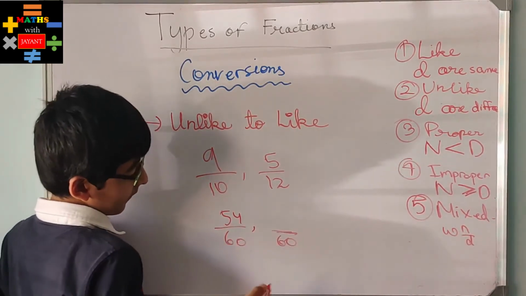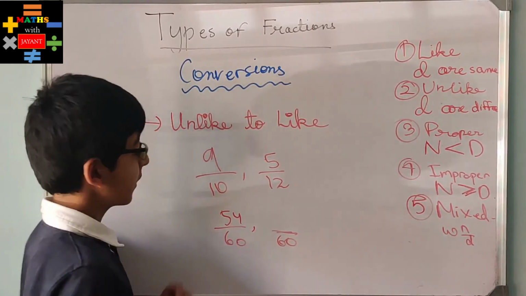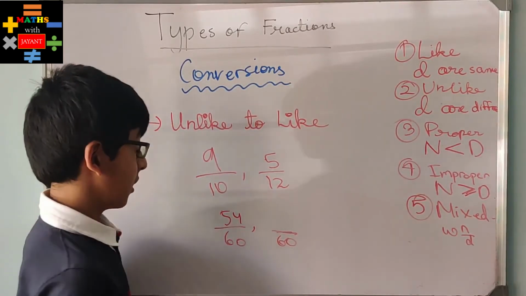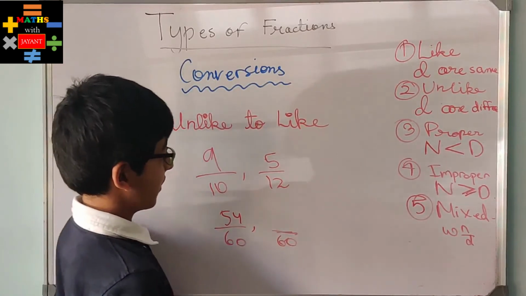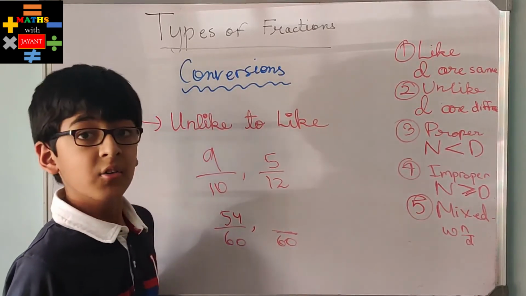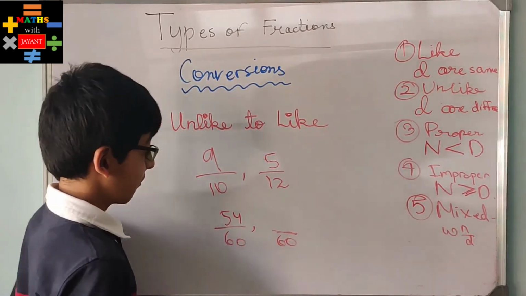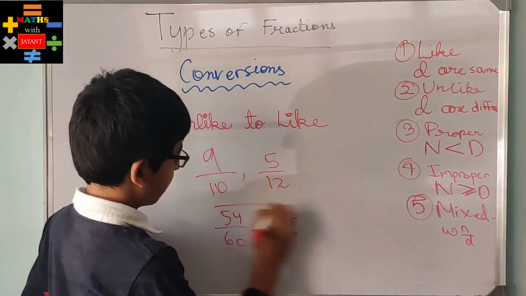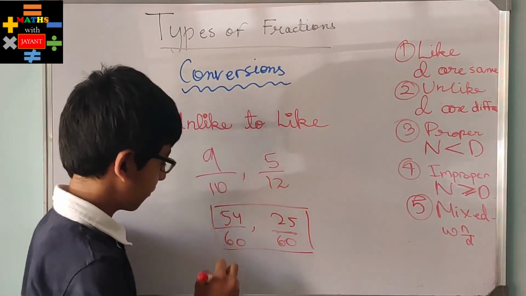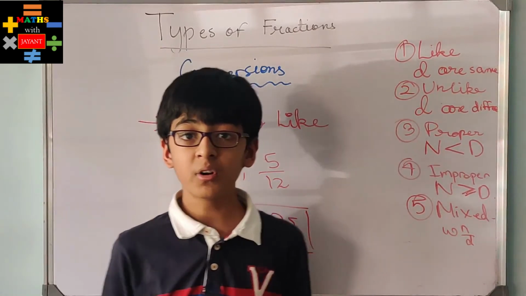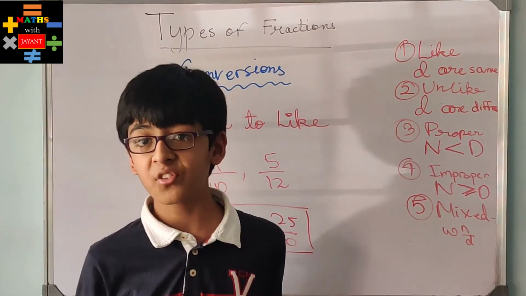Now look at this. 5 by 12 and something by 60. Now 12 into 5 gives us 60. We will do the same to the numerator. So we have to do 5 5s now. 5 5s are 25, and now these fractions are converted into like fractions. Let's move on to our next conversion.